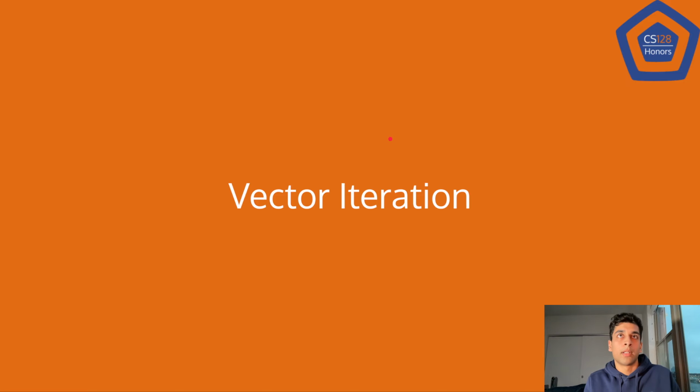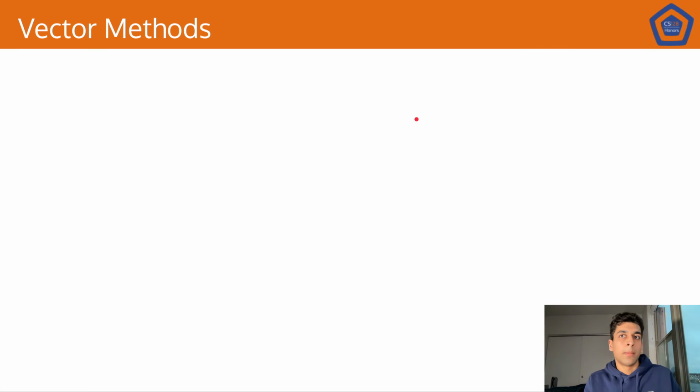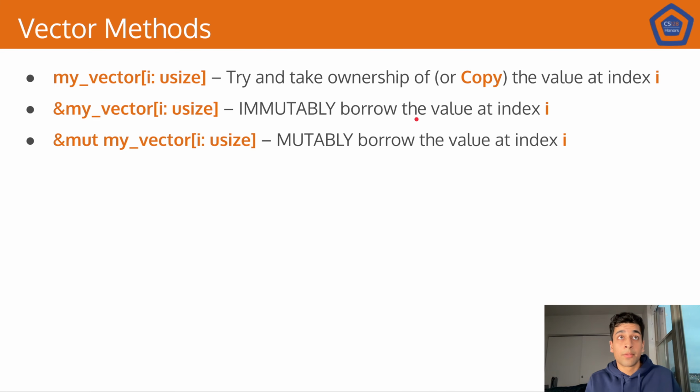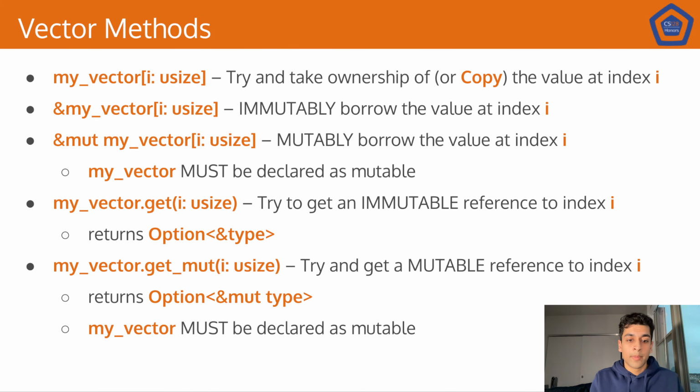Okay, running a little tight on time here, so I'm just going to briefly run through these. These are some helpful methods that you can use on vectors. You can just refer to these in the slides. You'll be using these on MP1. So bracket notation tries to take ownership or copy the value at index i. You're really only going to use this on primitive types. Immutably borrow the value at index i, use an ampersand. Mutably borrow, ampersand mut, and the vector must be declared as mutable.